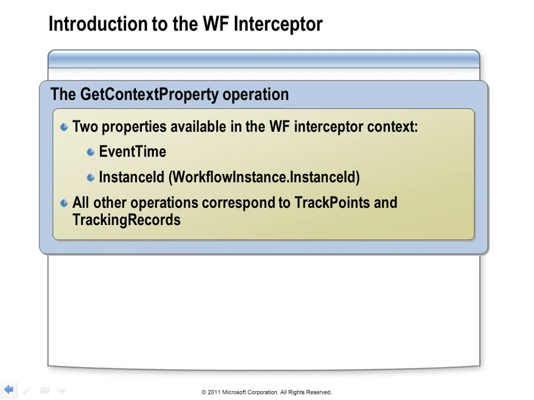The get context property really gives us two key properties that are available with the WF interceptor, the event time and the instance ID. Now, that instance ID, much like an orchestration ID, is going to be unique for every workflow instance. So it provides a unique identifier for us that we might need to use for things like continuation, or that we might want to use as the activity ID in certain scenarios. All the other operations in there map onto particular pieces of the tracking infrastructure of workflow, particular tracking points or tracking records.